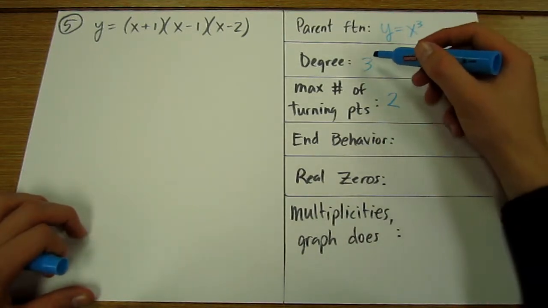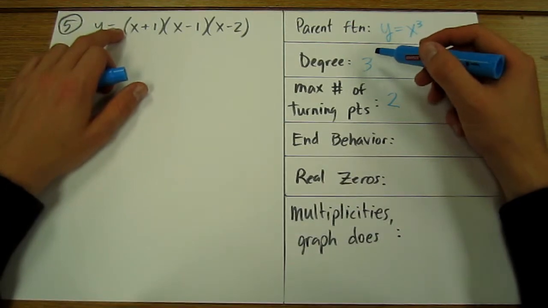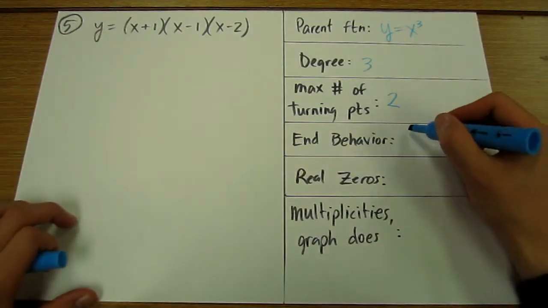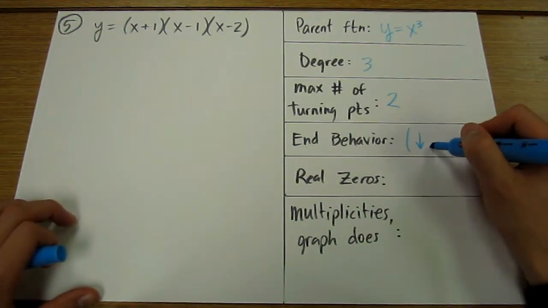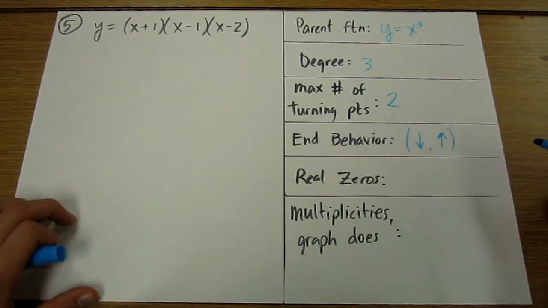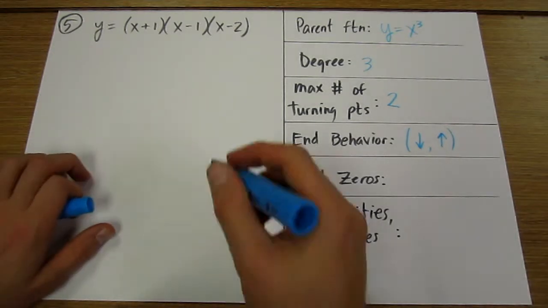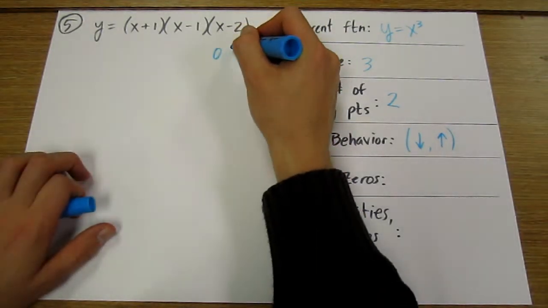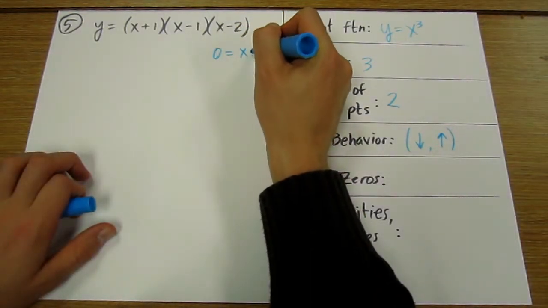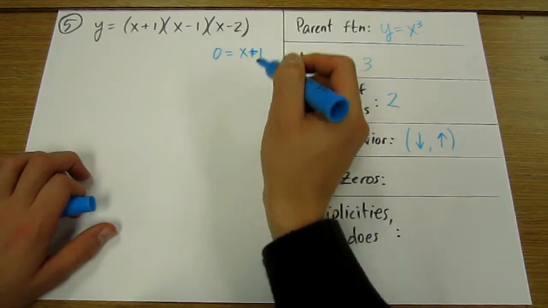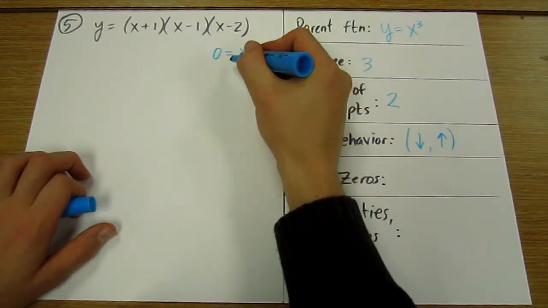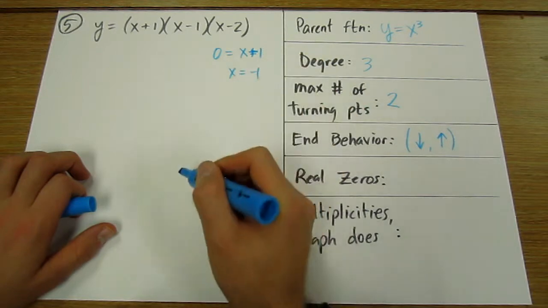The end behavior depends on our degree and the sign. So we have an odd degree and positive, so we know that on the left we will go down, and on the right we will go up. Our real zeros come from these factors. So if we set x plus 1 equal to 0 and solve for that, we know x will equal negative 1.